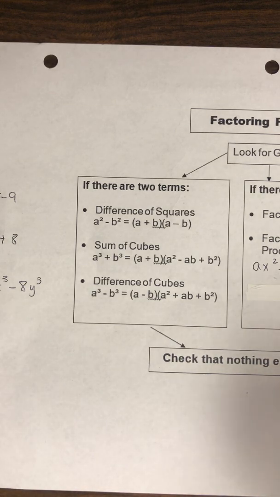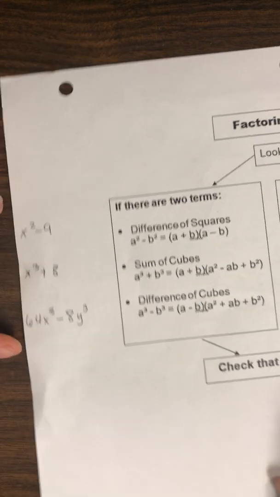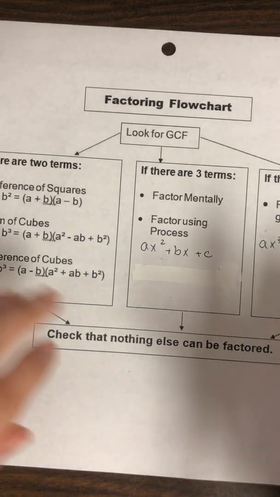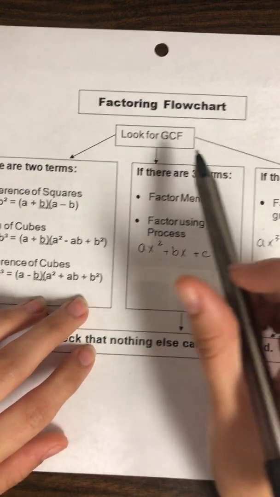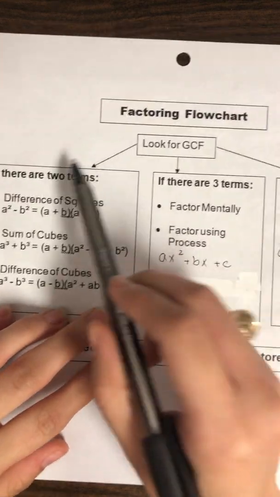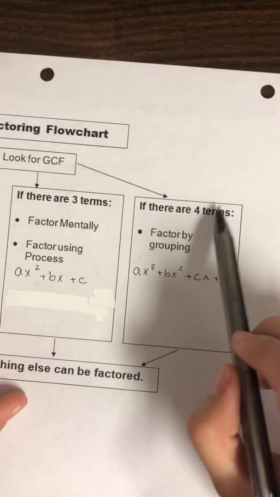Hey guys, so this is going to be the final review for this unit of polynomials. So let's go over a couple of ways that we are going to factor. As you can see in this chart, we're going to see, okay, what can we do to factor? What if there's 2 terms, 3 terms, or 4 terms?